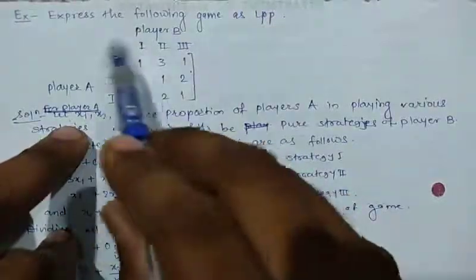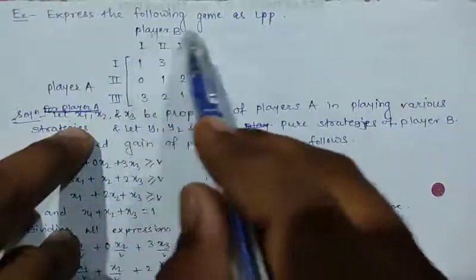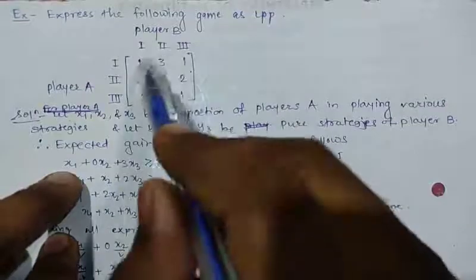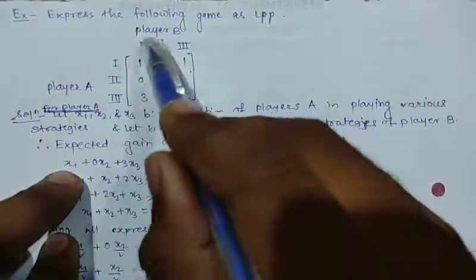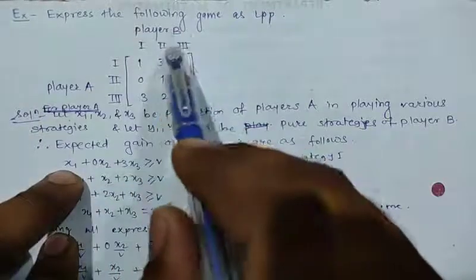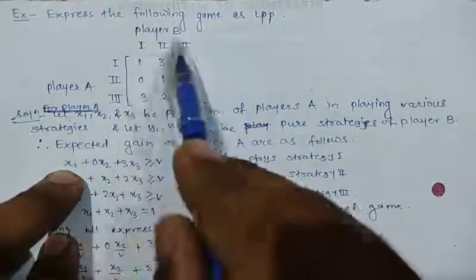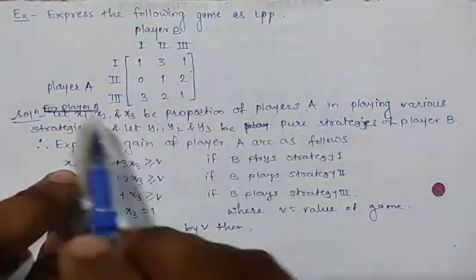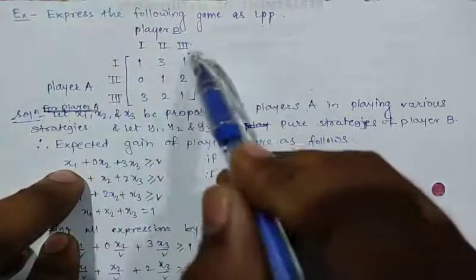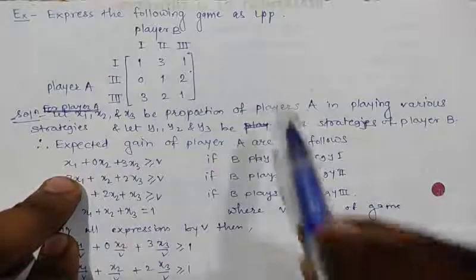Now for player A, when player B plays the first strategy, we select the first column. When player A plays and player B plays the second strategy, in this case we select the second column. And when player B plays the third strategy, we select the third column.